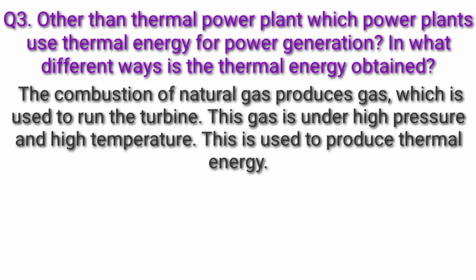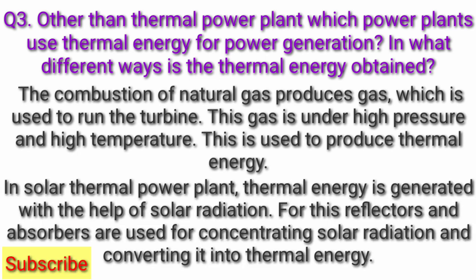The combustion of natural gas produces gas, which is used to run the turbine. This gas is under high pressure and high temperature. This is used to produce thermal energy. In solar thermal power plant, thermal energy is generated with the help of solar radiation. For this, reflectors and absorbers are used for concentrating solar radiation and converting it into thermal energy.